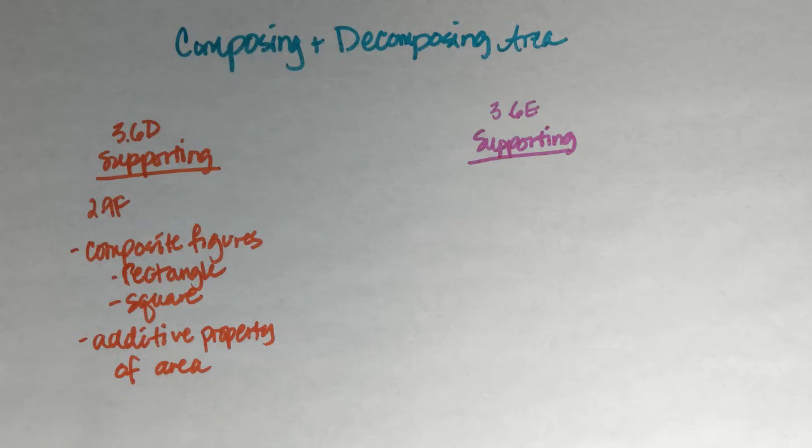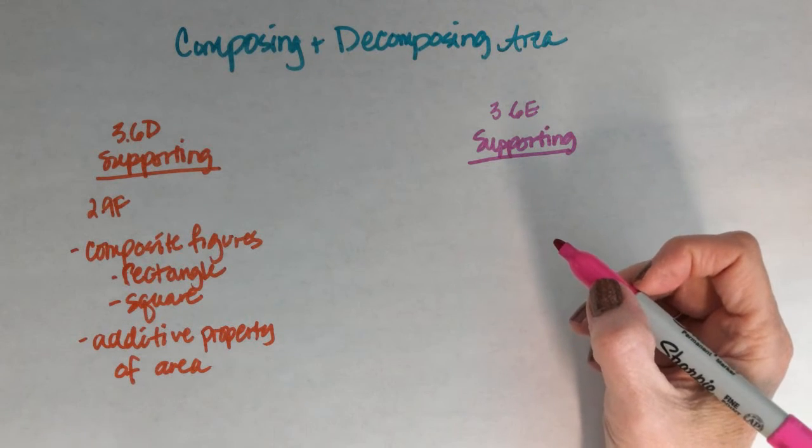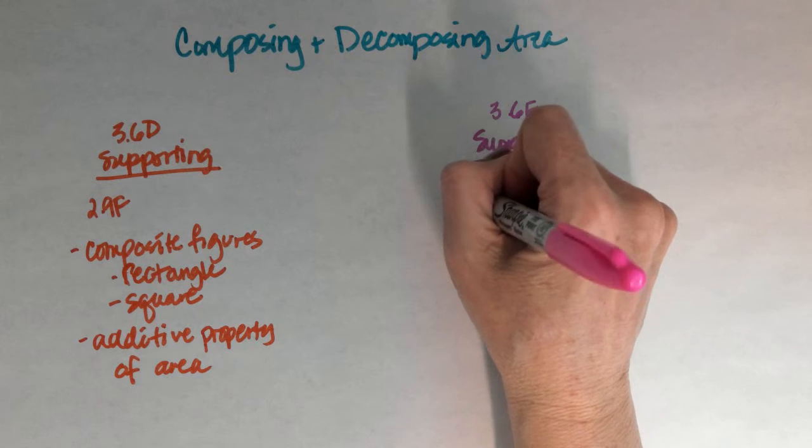Then in 3.6E, this one ties our understanding of area with our understanding of equal parts or fractional parts. So here we're decomposing two congruent 2D figures.